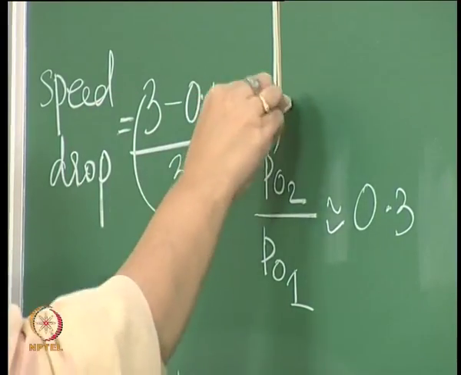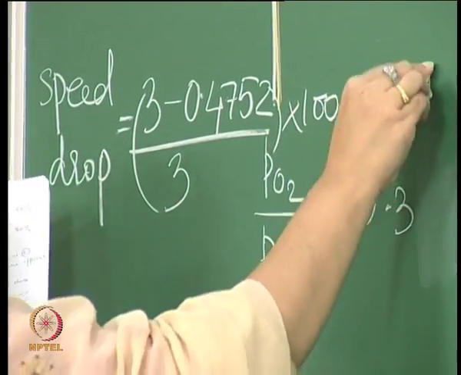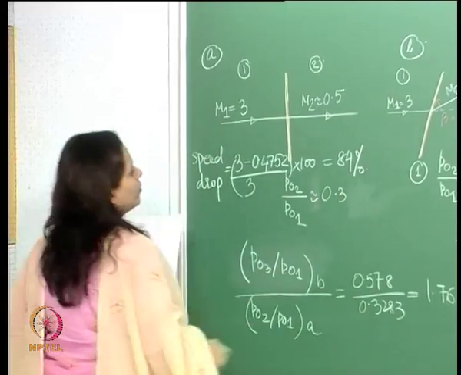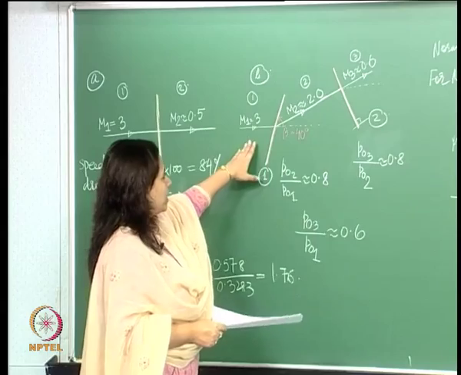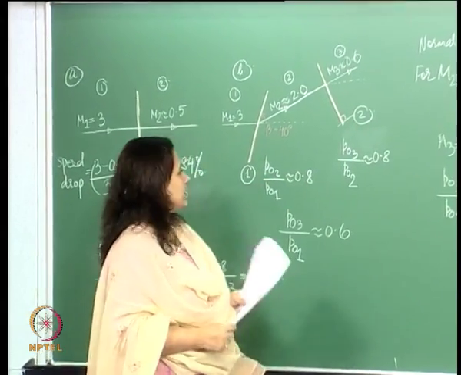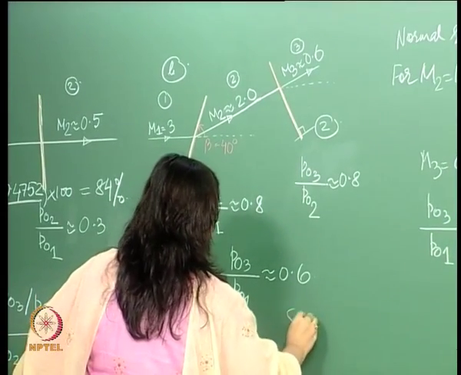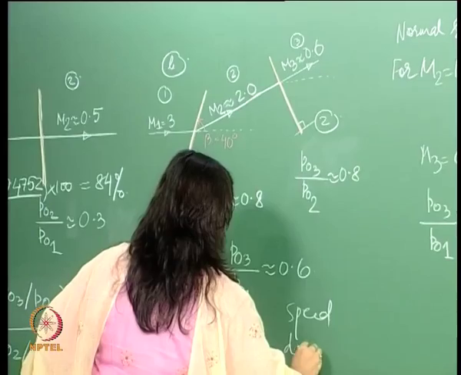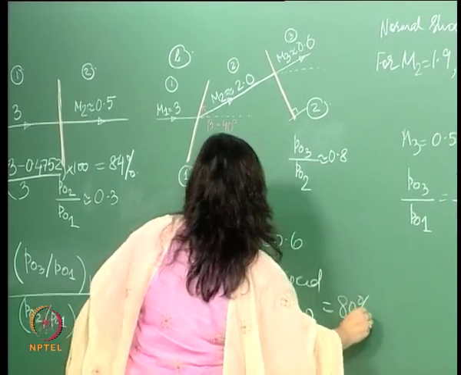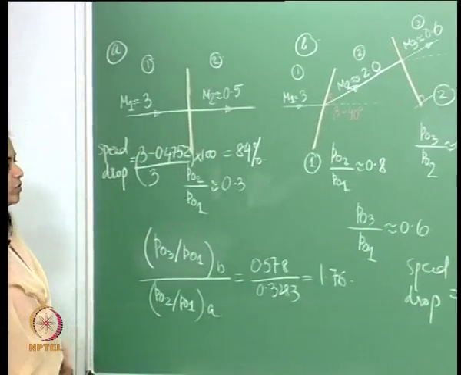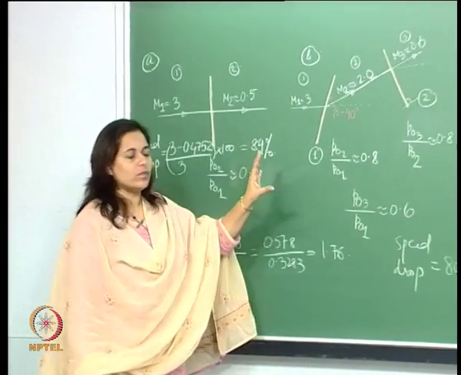Right, and we take a percentage of that, and that comes out to be 84%, and here it goes from 3 to 0.5956. So I do the same thing here. So here the speed drop, do the same thing here and you get an 80%. So speed.